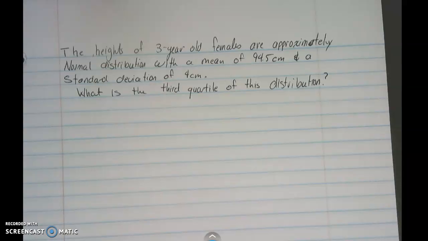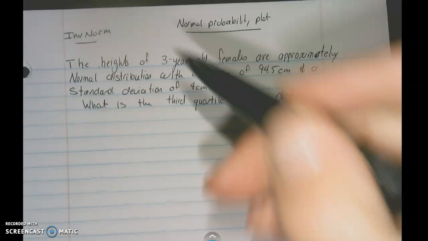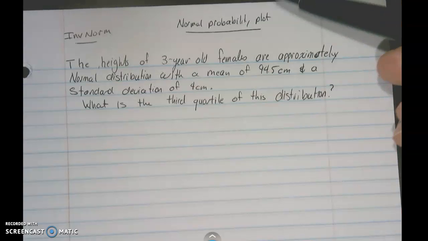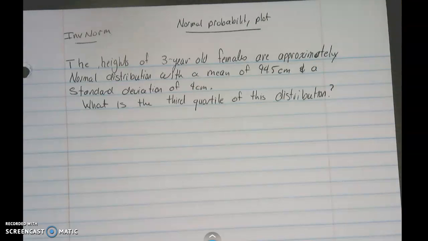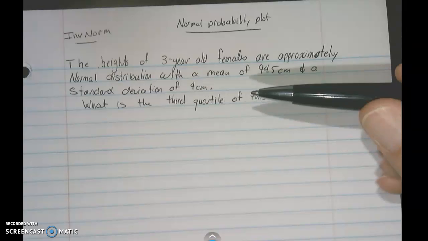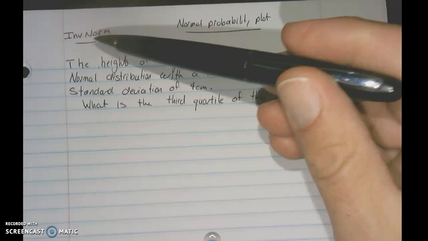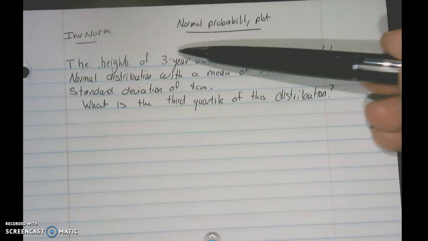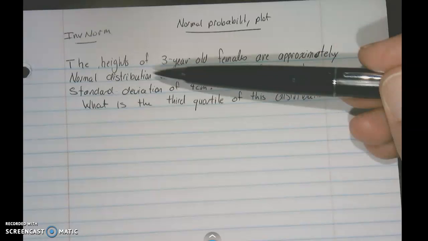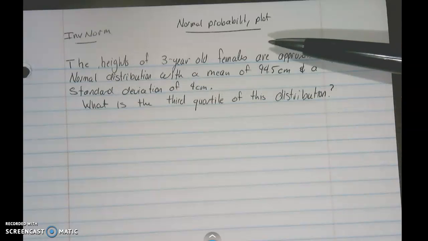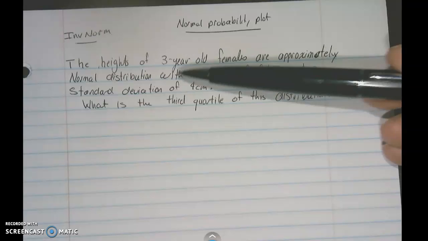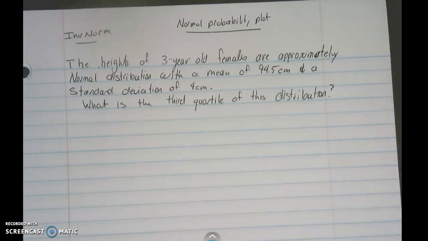So today we're going to talk about inverse norm and normal probability plot. We did a warm-up earlier that talked about how to do the inverse norm with our calculator. We'll go over that again today. So the question today, or the story behind it, is the heights of 3-year-old females are approximately normal, with a mean of 94.5 centimeters and a standard deviation of 4 centimeters. What is the third quartile of this distribution?